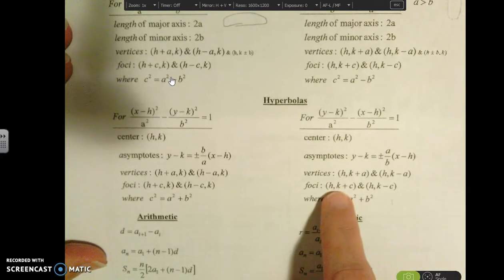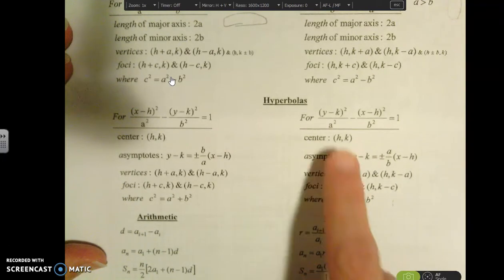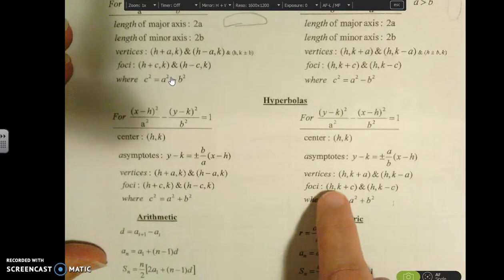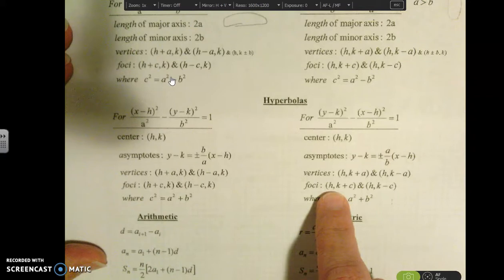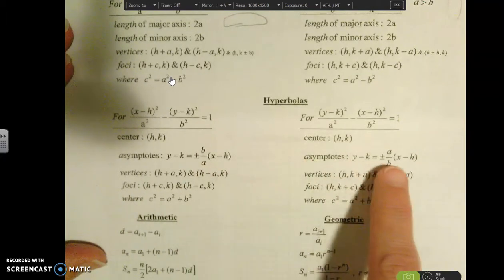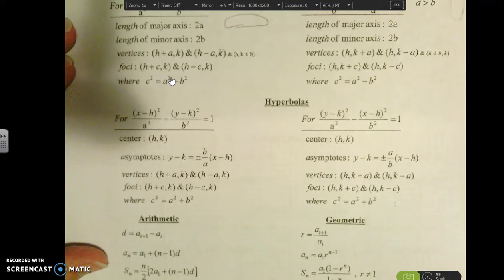The foci are still on the same axis as A, so A is still considered your major term, and C is still going to be on the same axis as A. In this case, we're not really going to use B for graphing, except for the asymptotes. And we're going to talk about the asymptotes as we graph these problems.